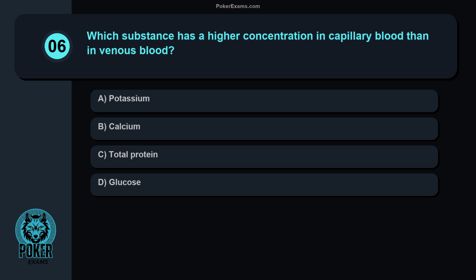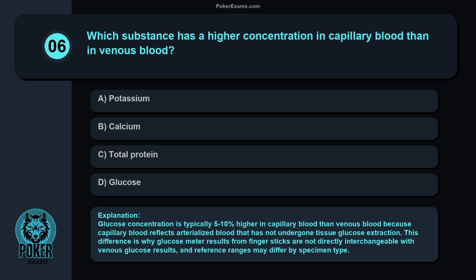Question 6. Which substance has a higher concentration in capillary blood than in venous blood? Potassium, calcium, total protein, glucose. Glucose concentration is typically 5 to 10% higher in capillary blood than venous blood because capillary blood reflects arterialized blood that has not undergone tissue glucose extraction.